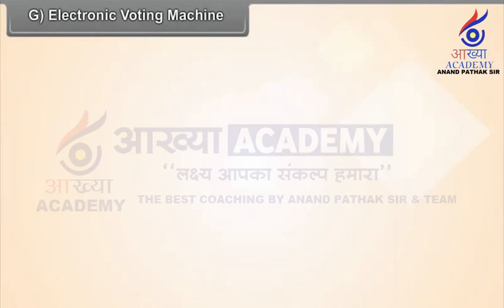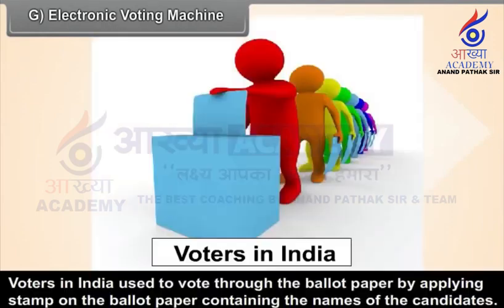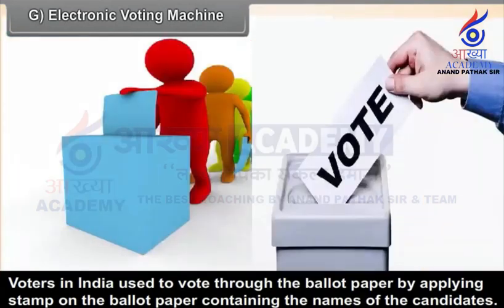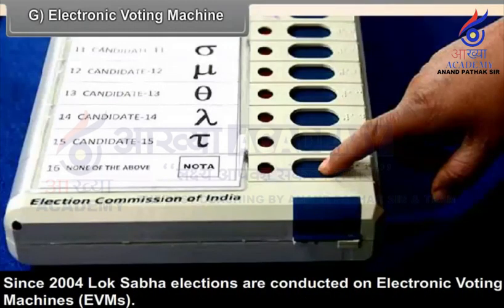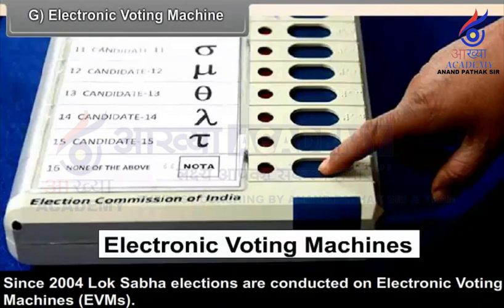Electronic voting machine. Voters in India used to vote through the ballot paper by applying a stamp on the ballot paper containing the names of the candidates. Since 2004, Lok Sabha elections are conducted on electronic voting machines, EVMs.